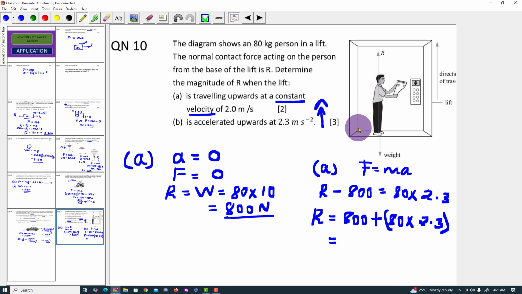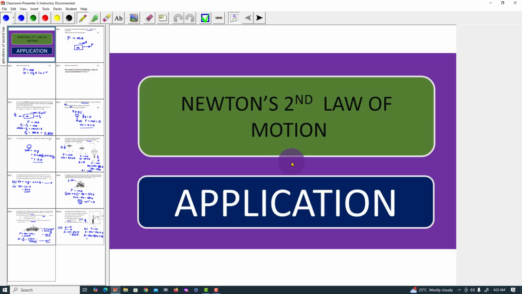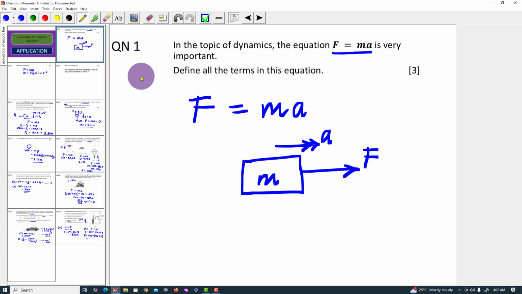And these are some of the examples that I've been able to pick in order to show how Newton's second law of motion is applied. And remember where we started from? We started by defining each and every term in this equation. And it's my hope that you've been able to see how I've used that equation throughout this discussion.